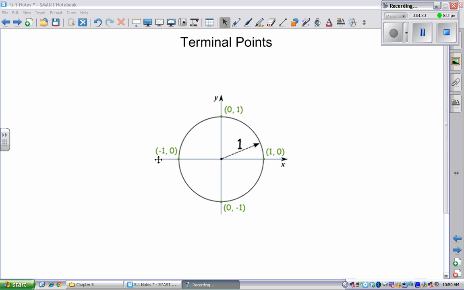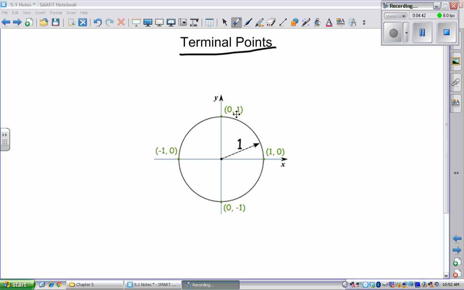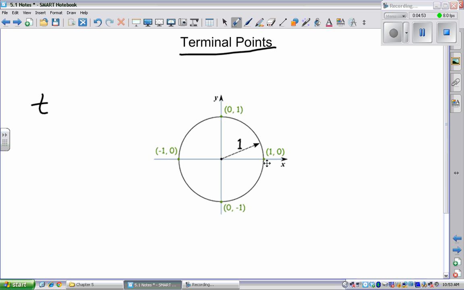Now, all of those points that are on the unit circle, those are called terminal points. And those are just the points that are on the circle. And when you're talking about terminal points, you're talking about somewhere on the circle. And you refer to a value of t, which tells you how far you're going around that circle. Now, since it's a unit circle, the radius is 1, which means the circumference, which is given by 2 pi r, 2 times pi times the radius, which is 1, so the circumference would just be 2 pi. And the value of t just tells you how far around that circle you're walking.